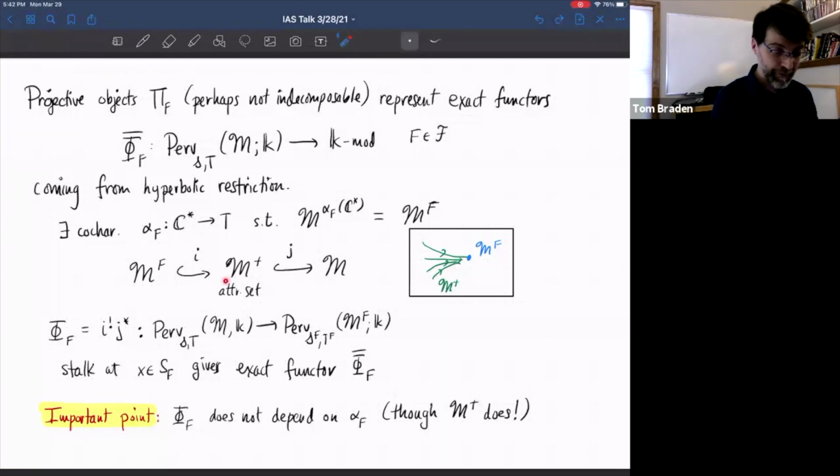However, the attracting locus definitely does depend on it. So again, this is a non-obvious property. There's some chamber structure: if you look at the set of all co-characters that have the right fixed point locus, there are going to be some chambers, and you want to understand why it does not change if you cross a wall.